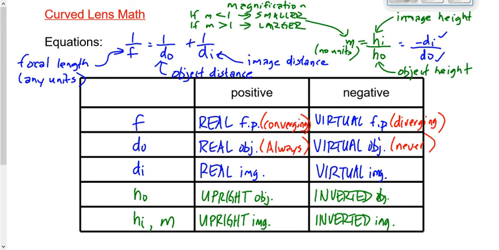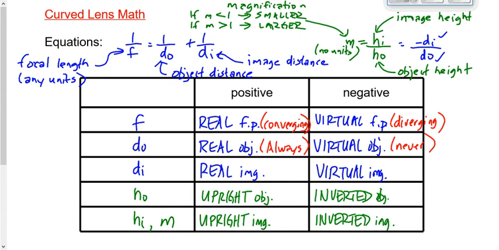So let's say now you get a magnification of +3. What does that mean? It means the image is 3 times bigger than the object. If you get a magnification of +0.5, the image is half the size of the object. If you have an image that has a magnification of -3, that means it is 3 times bigger, but upside down.